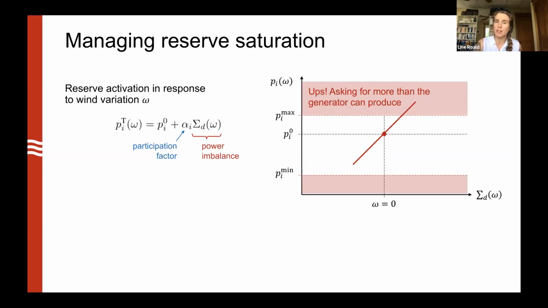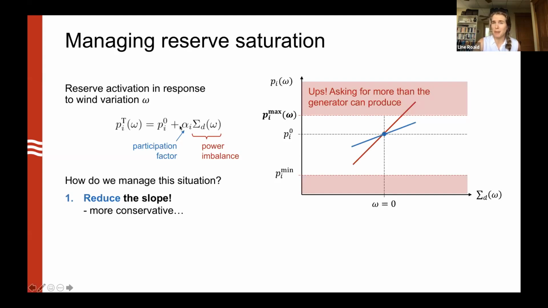And so the problem that can arise here is that we might be asking the generator to produce more than its maximum limit if this power imbalance is large. And so we have to find a way of dealing with this. One way of doing this is that we simply change the participation factors and reduce the slope of this response in order to make sure that we are not going to cross over this maximum wind power here. But in order to do this, we have to leave some open room so that we are sure that we are not going to hit this, because we don't know how large the power imbalance is going to be. We might need to leave some room here to make sure that we never hit this maximum limit.